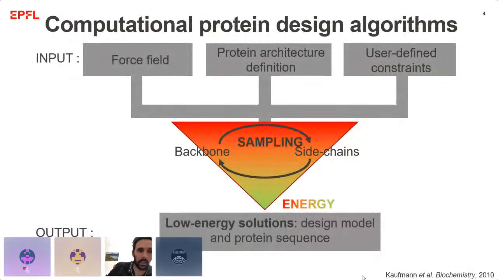Okay, and so typically the computational protein design algorithms work, broadly speaking, in the way that I'm showing you here in this slide. Typically you have a force field, a protein architecture definition, and some type of user-defined constraints, either on sequence or on structure. You then start sampling different backbone configurations and sidechain configurations, and using the force field, you rely on a scoring function to search for the better, lower energy solutions, or sequences in this case, which will then be further characterized. Next slide.